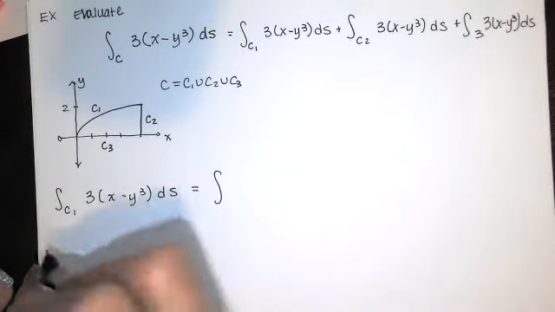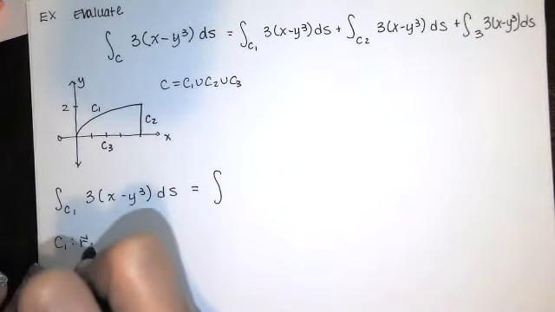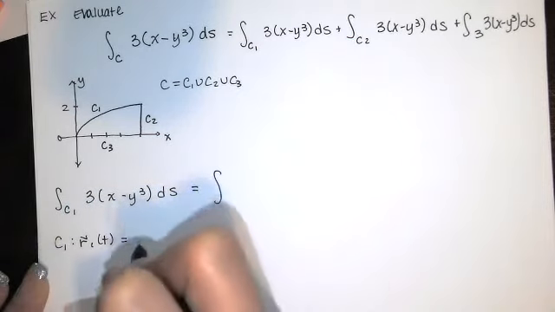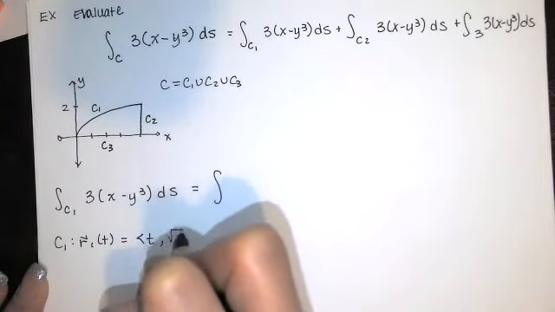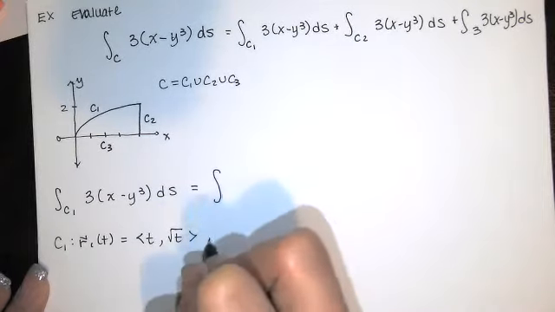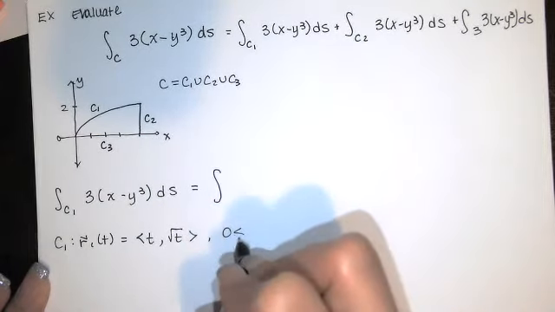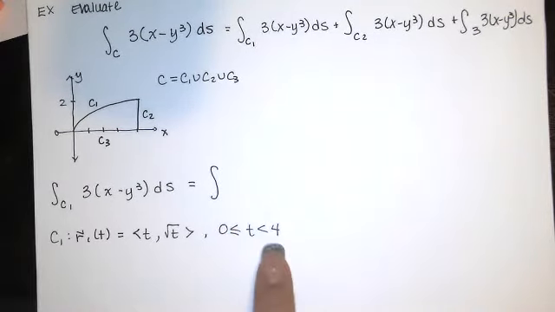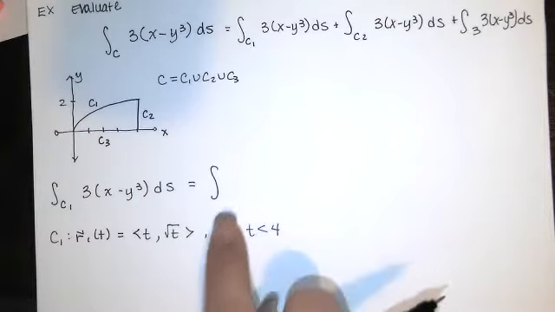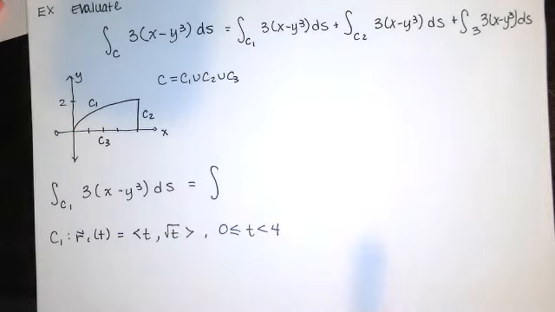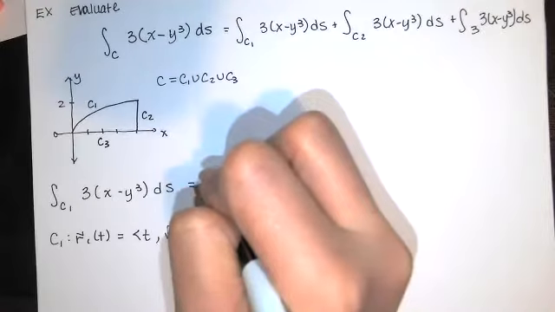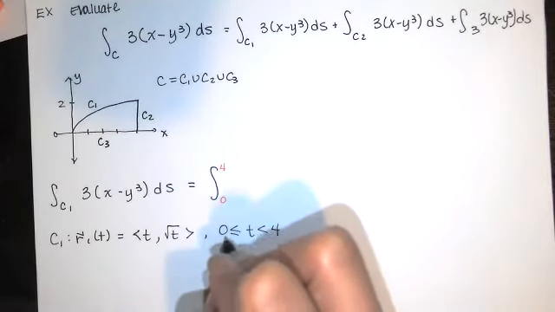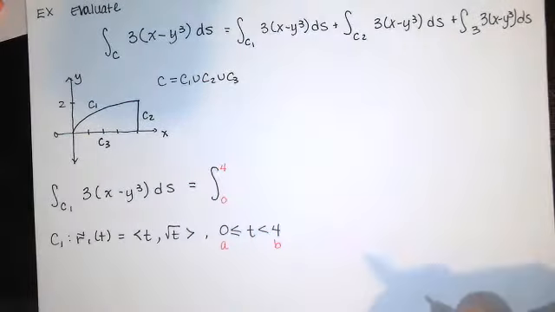Remember how this works. C1 is described by R sub 1 of t, and R sub 1 was t times i hat plus square root of t times j hat, and t went from 0 to 4. And the fact that this is not well defined at 4 really doesn't matter whenever you're doing a definite integral. So we can still use the bounds of 0 to 4 over here. So you state your bounds, that's your t equals a and that's your t equals b for this function.